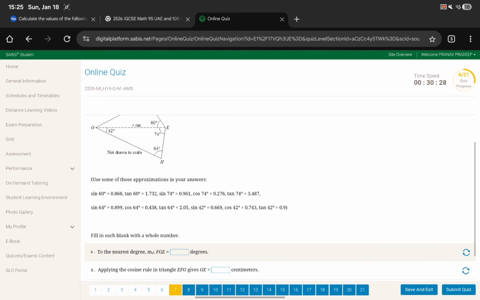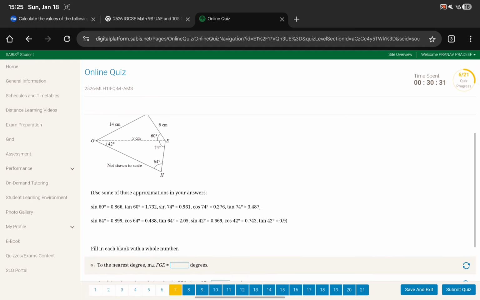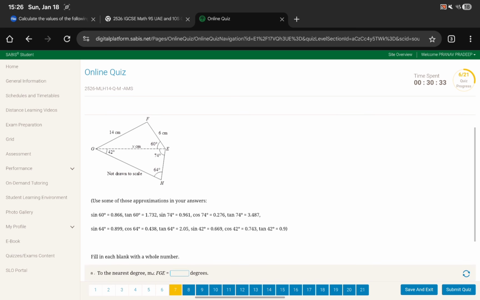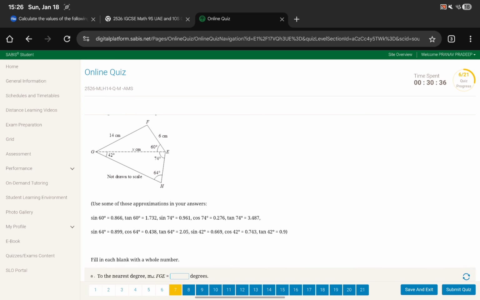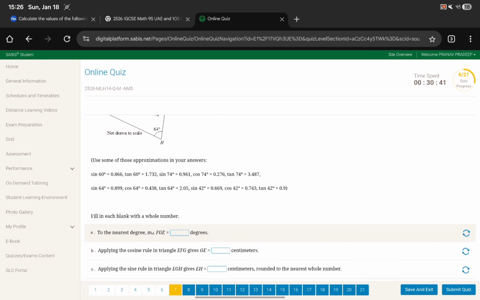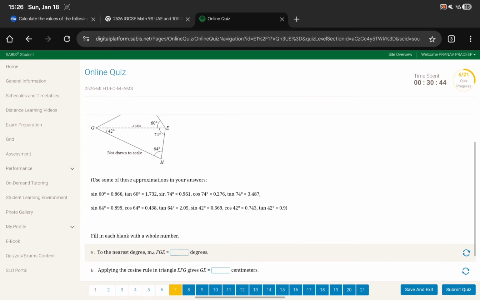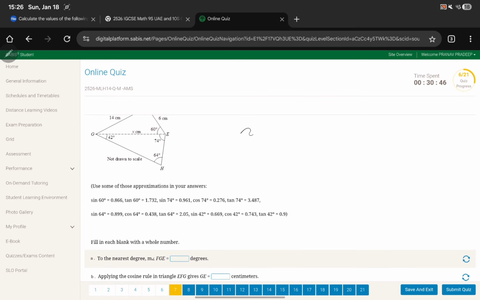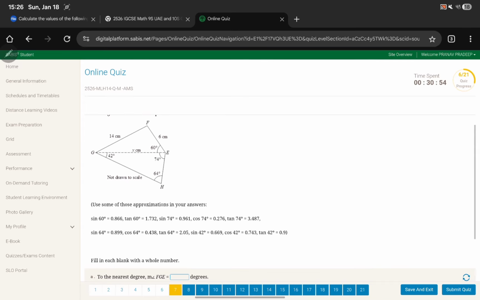Now, what's the next part? Applying the cosine rule on triangle EFG gives GE equals dash centimeters. For this, I don't think you need to use the cosine rule. Just use sine rule, otherwise it's going to make it harder. Sine rule is so easy. It's basically x over sine 98. If you're asking why sine 98, it's because it's 98 degrees here. It's 180 minus the rounded off value of angle, 22, minus 16, you get 98.